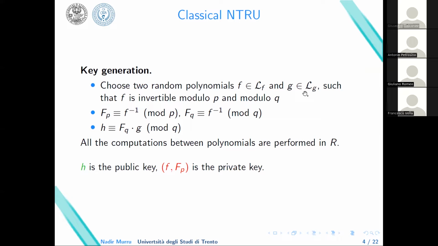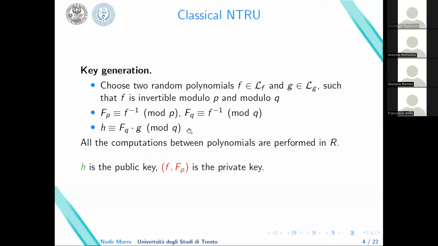And we have to choose these polynomials such that the polynomial f is invertible in our ring R, of course, and also after the reduction of the coefficients modulo p and modulo q. So thanks to the extended Euclidean algorithm, one can evaluate the inverse of f modulo p and modulo q, and we name this inverse fp and fq.